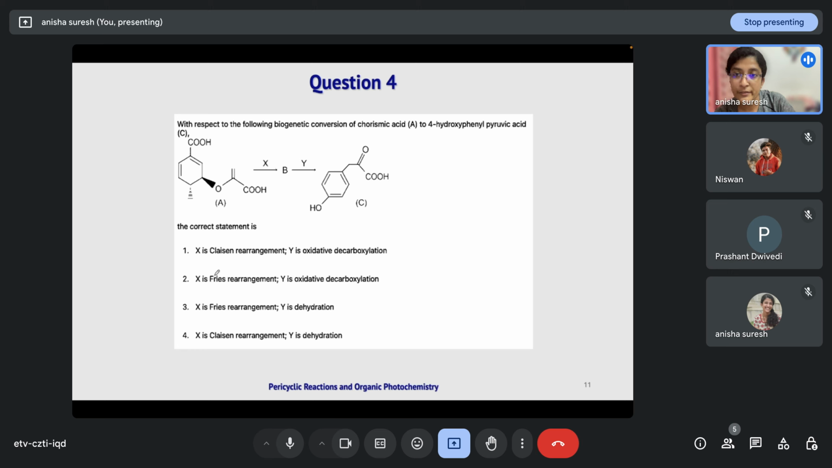Now coming to question number 4. With respect to the following biogenetic conversion of chorismic acid A to 4-hydroxyphenylpyruvic acid C, the correct statement is. Here a two-step reaction is taking place. They are asking what is X and Y. X is Claisen rearrangement, Y is oxidative decarboxylation; X is Fries rearrangement, Y is oxidative decarboxylation; X is Fries rearrangement, Y is dehydration; X is Claisen rearrangement, Y is dehydration.